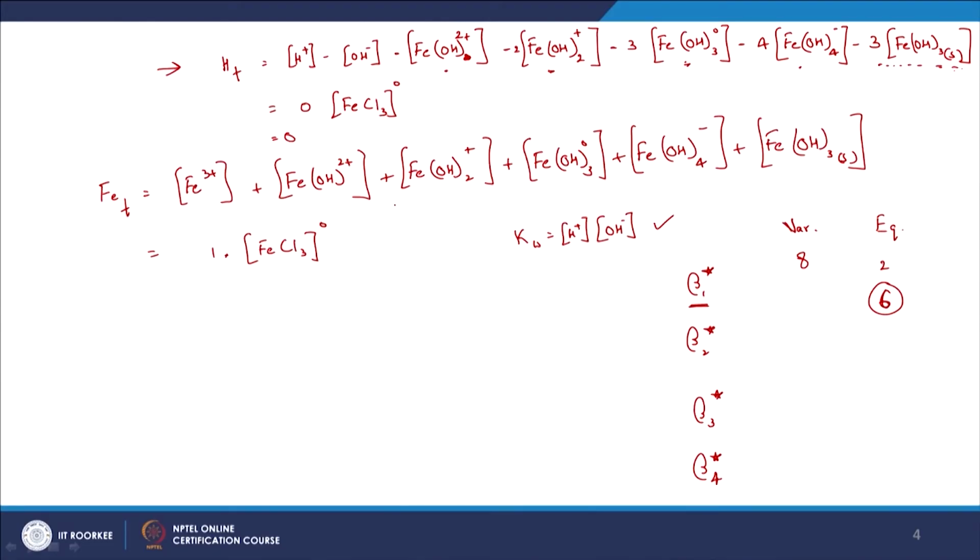So let's see one particular relevant equation here. How am I going to form my complex here? I'm going to consider for beta 1, obviously, it should be Fe(OH)2 plus.